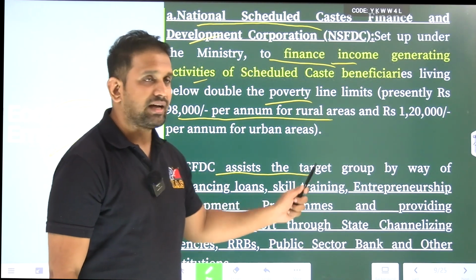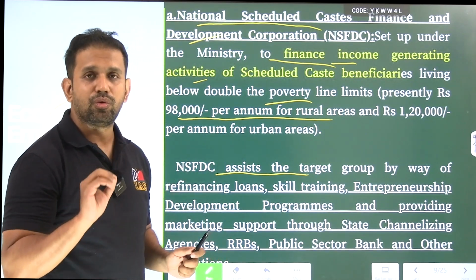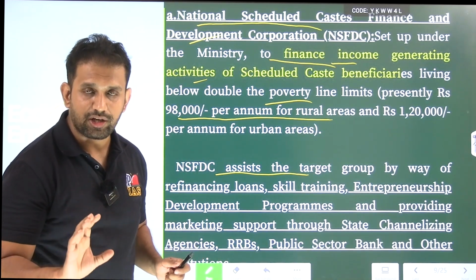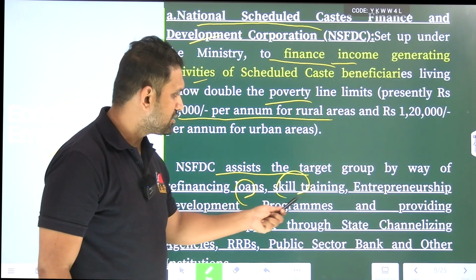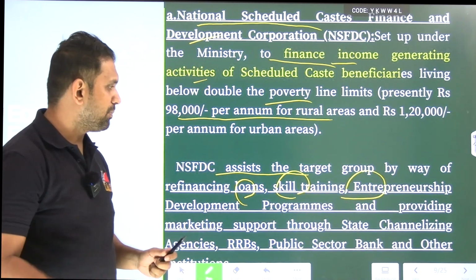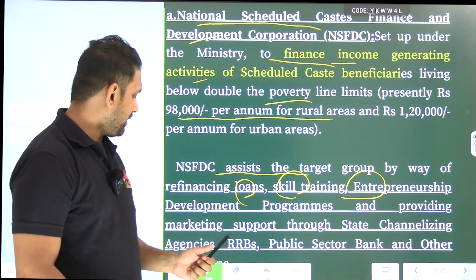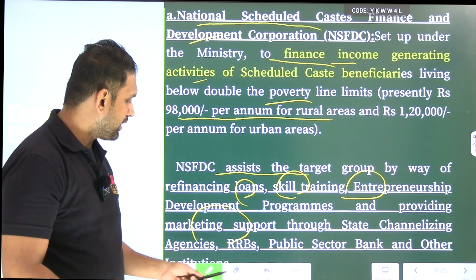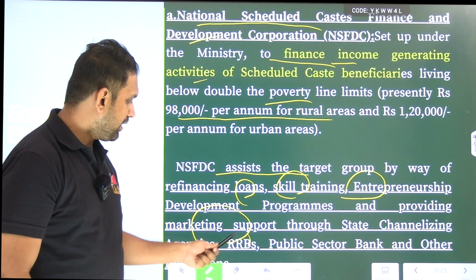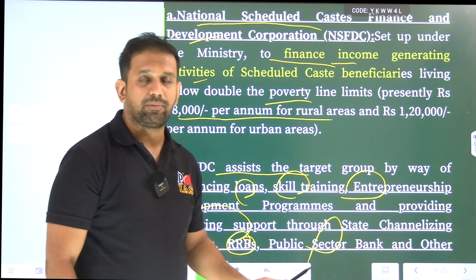They also assess the target group, the SC people who want to become entrepreneurs. They will target them, and they will give them what? Loans, they'll give them skills, they'll give them the meaning of entrepreneurship and how to do the business. They will also give them marketing support where they have to sell their produce, with the help of regional rural banks, public sector banks and others.